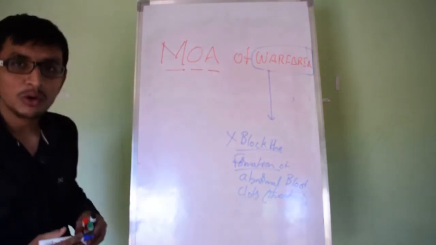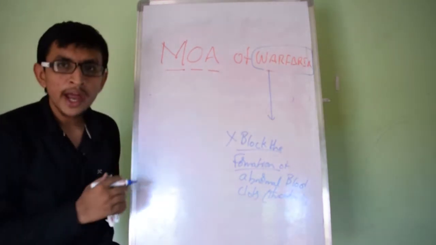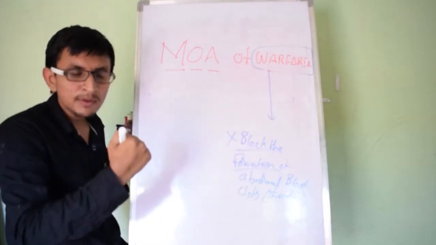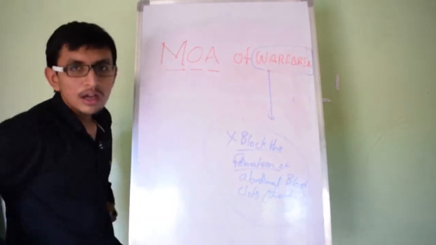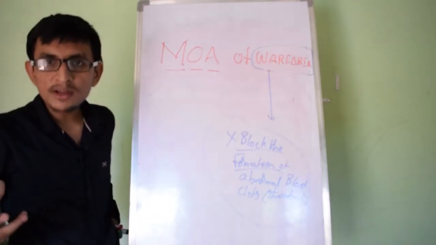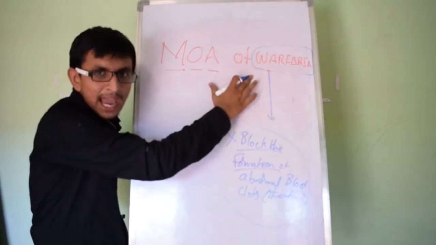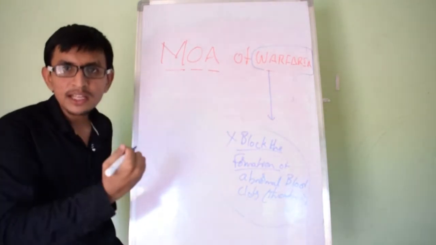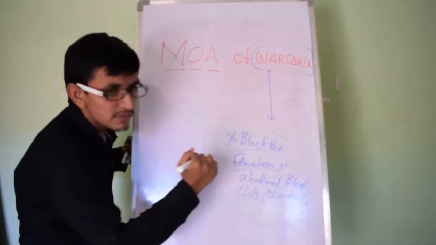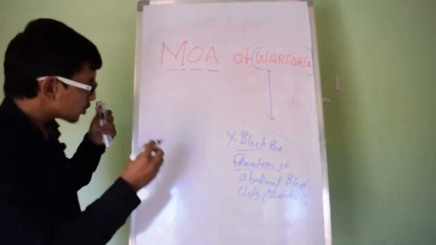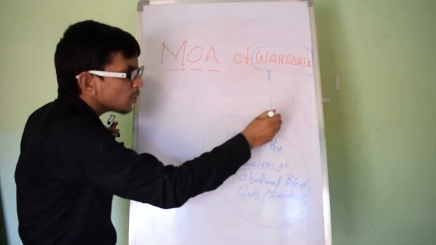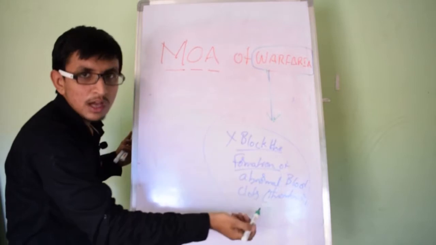But how is it going to do that? Which mechanism does this warfarin drug adopt to block the formation of abnormal blood clots or thrombi? Today we are going to study this entire mechanism, how it works to block the formation of abnormal blood clots.